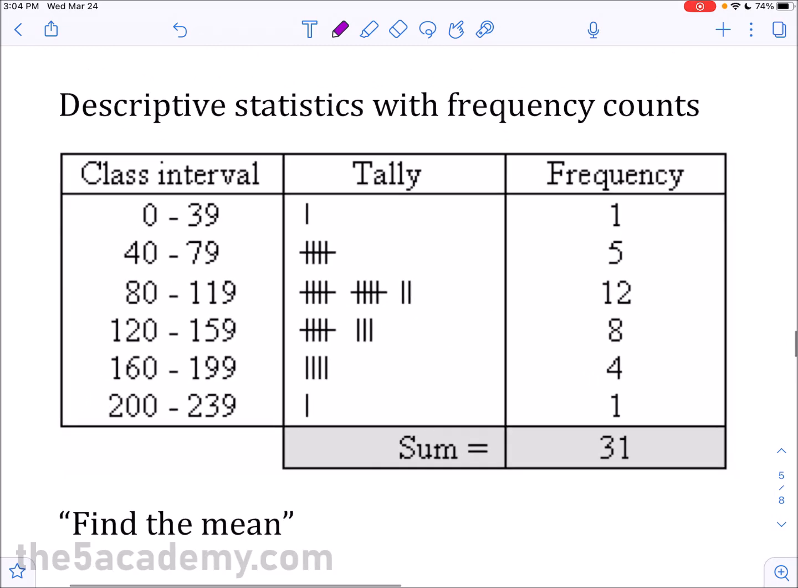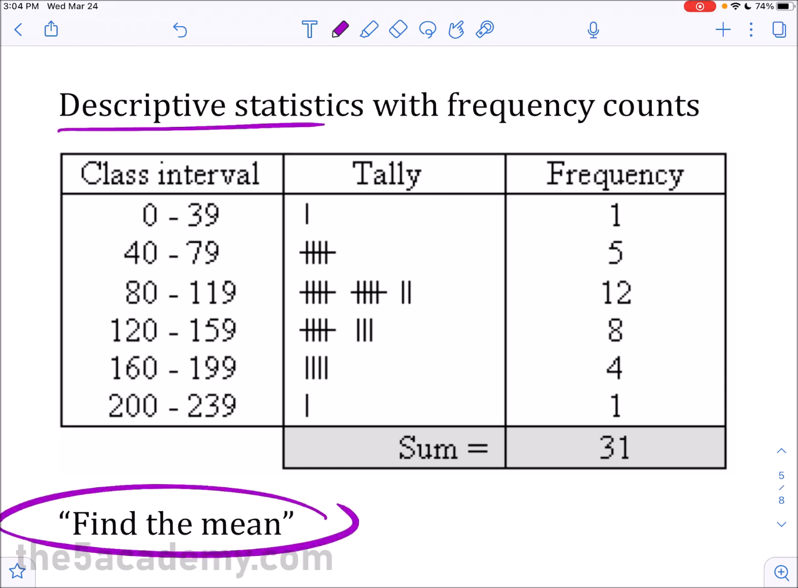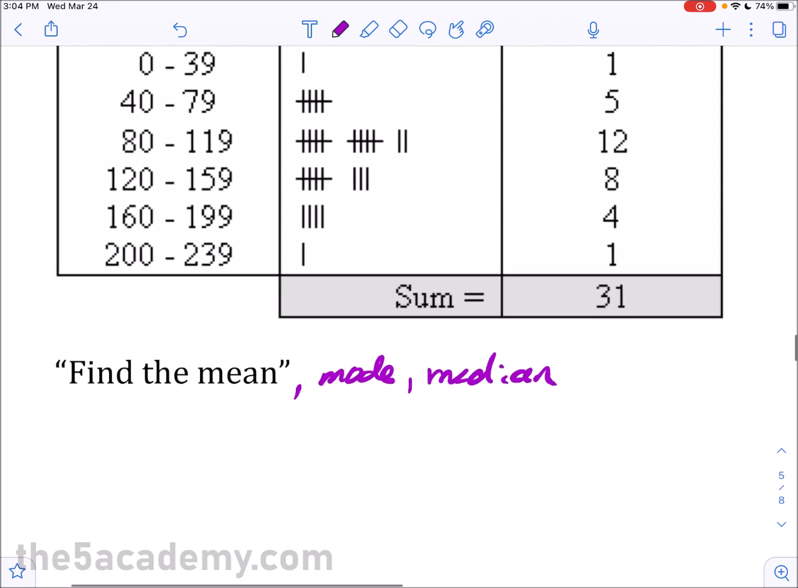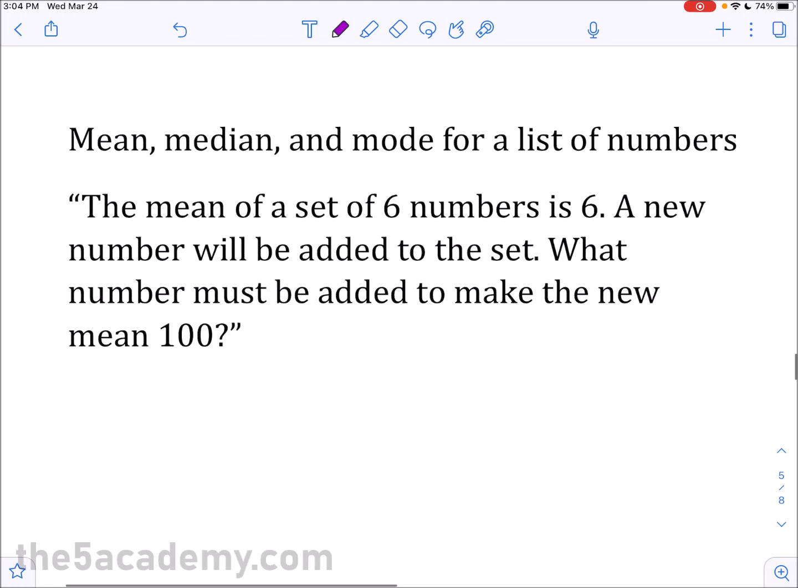Descriptive statistics with frequency counts. This probably looks familiar because I used the same image in another description about 5 minutes ago. Descriptive statistics refers to, let's say instead of finding probability, you find the mean, or the mode, or the median. You're finding which of these is your median and mode using these frequency counts. That's kind of what you'll have to do here. It's just another way that they test you on frequency counts. This is the same type of thing, except now it's for a list of numbers.